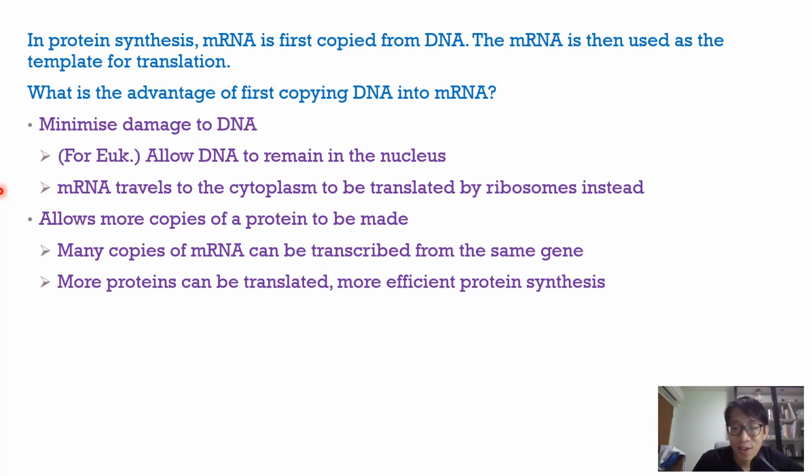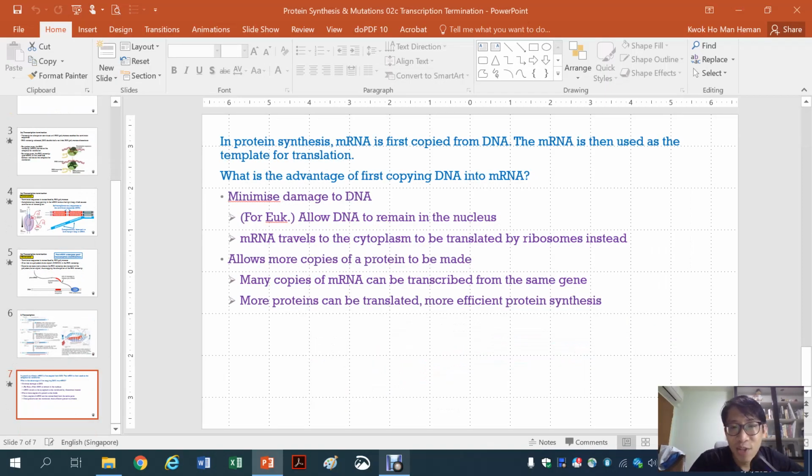This is not possible if there's no mRNA and we only use DNA, and there's only one copy of each gene. There's only one template for translation. Then the protein synthesis will be quite slow. So these are two possible advantages to having mRNA, if you think about it. Okay, so that would mark the end of transcription.